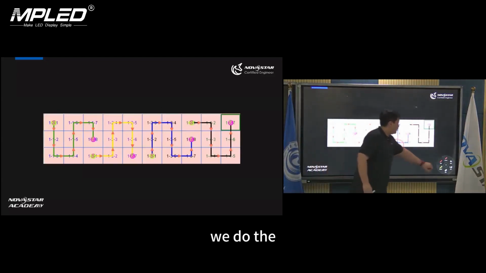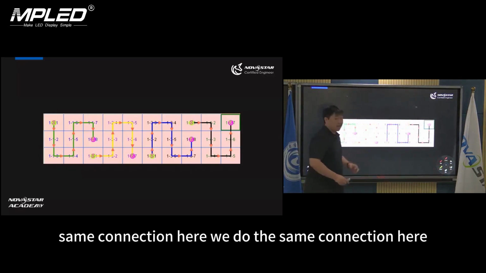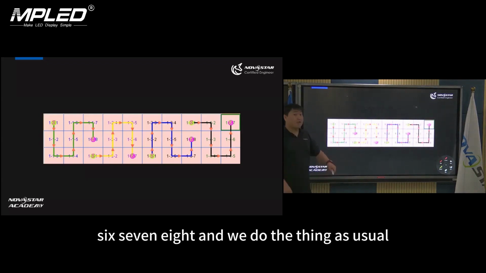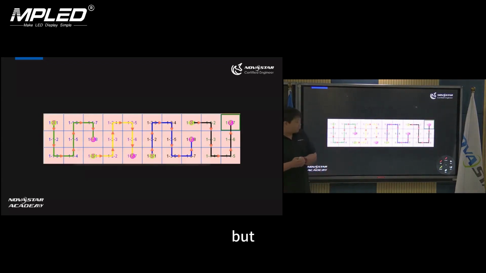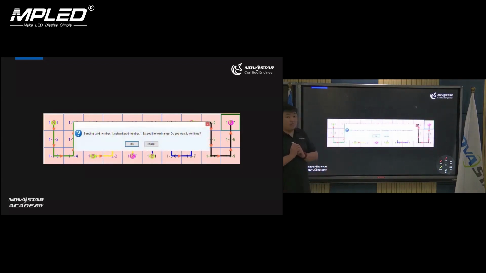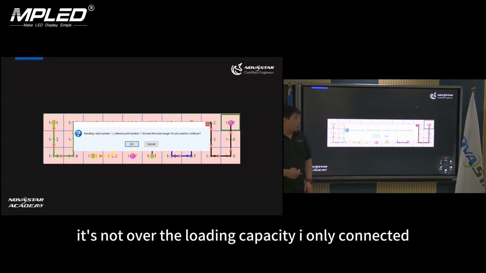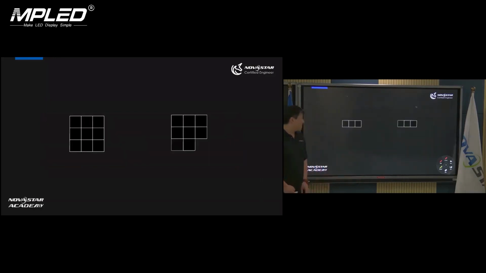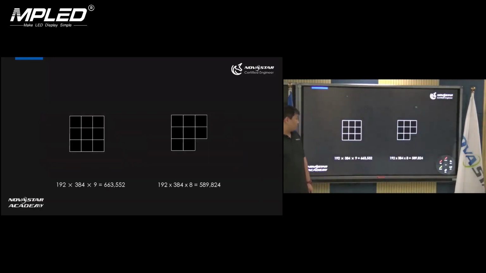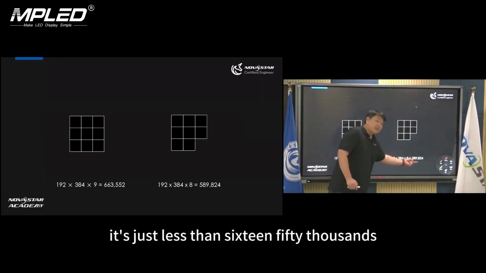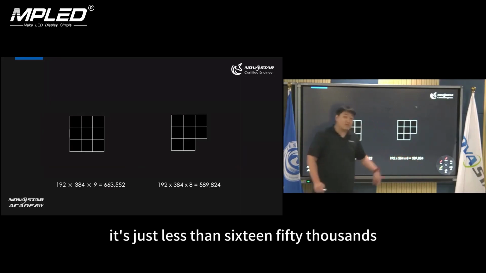So we do the string connection here. There are 1, 2, 3, 4, 5, 6, 7, 8, and we do it as usual. But it gives a warning that it exceeds the load range. You may ask, no, it's not over the loading capacity. I only connected 8 cabinets. I only gave 8 cabinets here, which is less than 650,000.